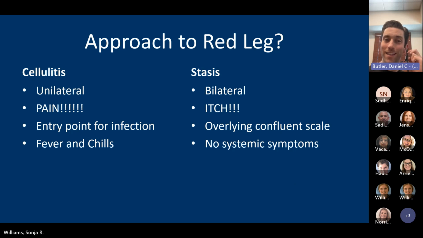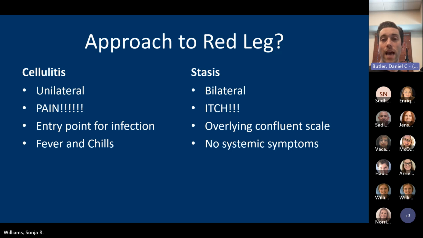So as we're comparing these, cellulitis is almost always unilateral. That's probably more important than pain itself. It's almost always somewhat painful. You'll often find a point of entry. It may be toe fungus infection. It may be a cut on the foot, but you should find a point of entry for the infection. And then of course, in severe cases, you're going to find someone with systemic symptoms, SIRS criteria, fever and chills.